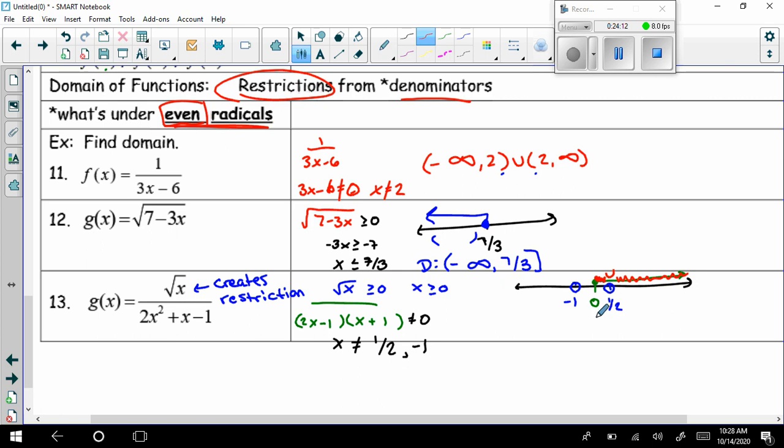Okay, so we're starting at 0 with a closed circle. That's the smallest number we can have. And we're going to 1/2, but we can't include that, so there's our parenthesis. We're skipping it, so we pick up back on the other side of 1/2, and then we approach infinity. All right, so that is your domain for this.